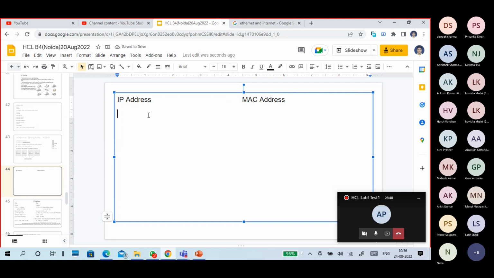First one, an IP address is a logical address. Actually this much is not required, but I am telling it because it is a very simple question. The MAC address is a physical address. An IP address is a logical address, and a MAC address is a physical address.